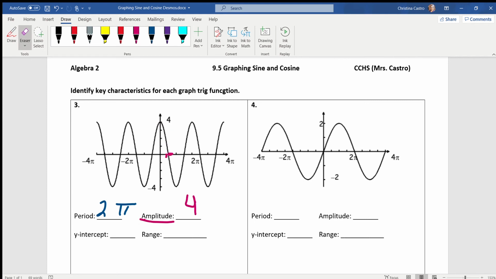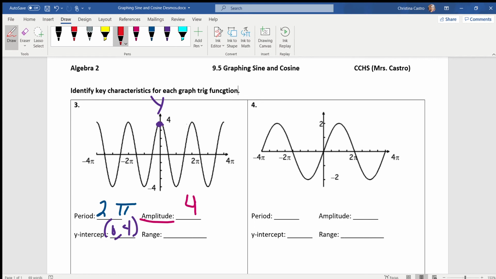All right, so now let's talk about key features. We've got y-intercepts. There's only going to be one. So remember, this is your y-axis here. This graph only crosses at one spot right there. And so right there is your y-intercept. That point is 0, 4. So 0, 4 is your y-intercept. Your range, so remember the range has an interval, also has to do with low, high.